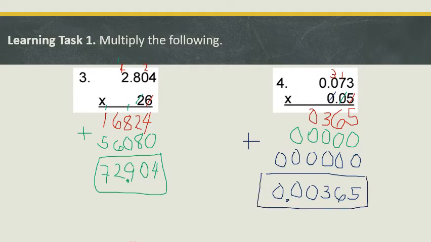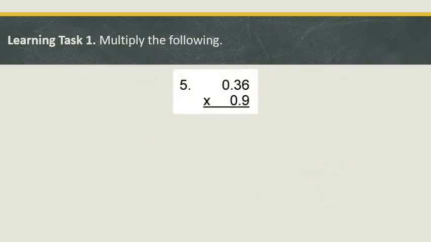Okay, then, last, number 5. So, ganun uli ang ating process. So, 9 times 6 is 54. Carry 5. 9 times 3 is 27 plus 5 is 32. Carry 3. 9 times 0 is 0 plus 3 is 3.